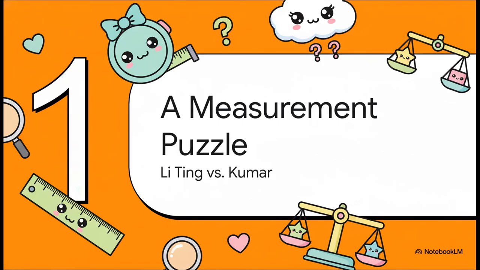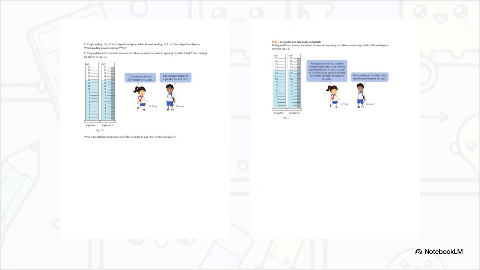All right, let's just dive right in with a little scenario. I want you to meet two students, Li Ting and Kumar. They've been given what seems like a super simple task, but it's going to reveal something huge. So here we go. They're both measuring a volume of water. Li Ting takes a look at her measuring cylinder and says, yep, it's 13 cubic centimeters. Easy enough, but then Kumar, who's using a different cylinder, reports his measurement as 13.0 cubic centimeters.